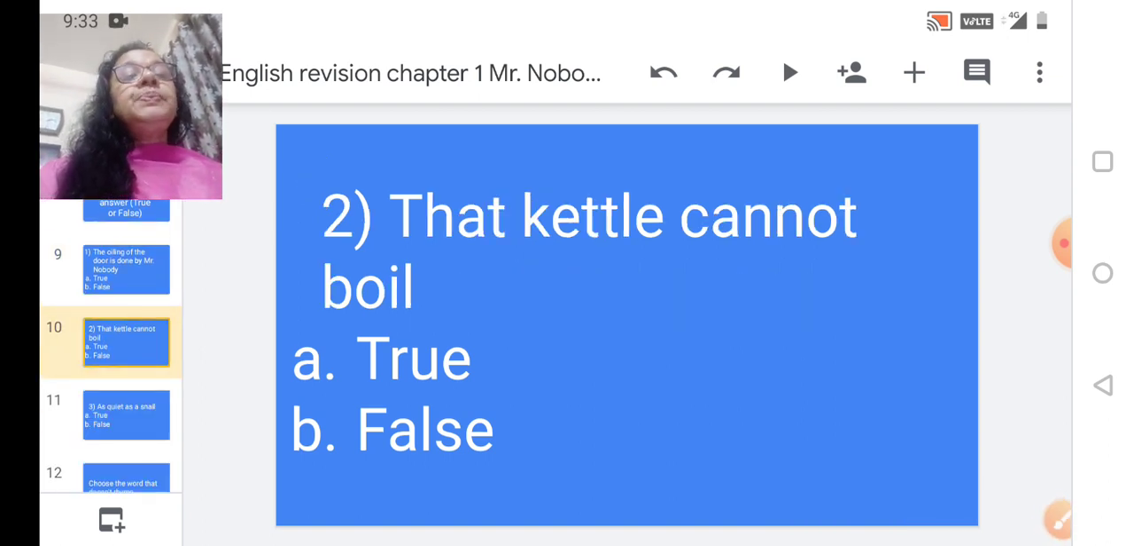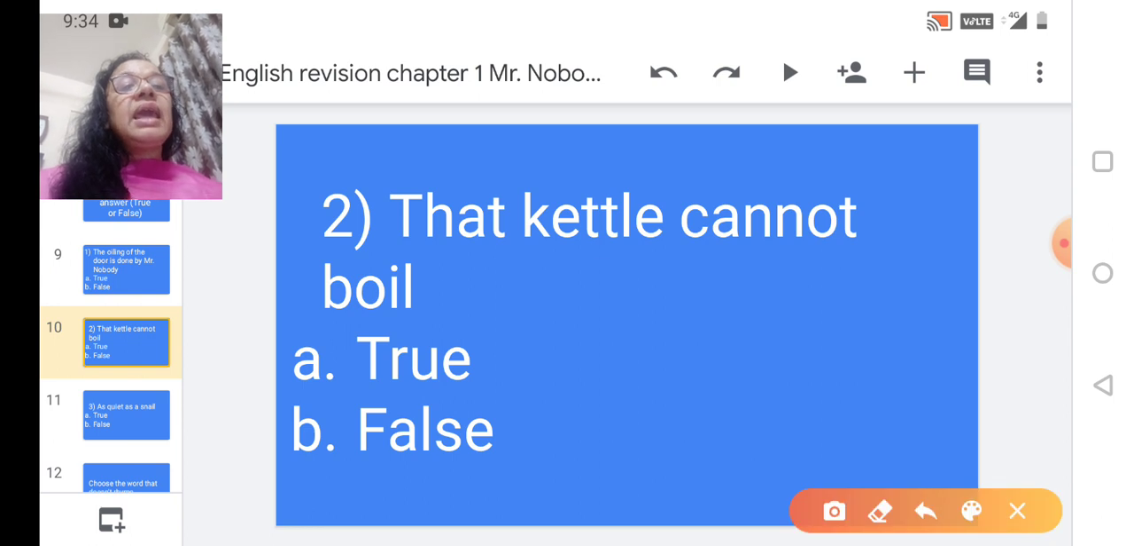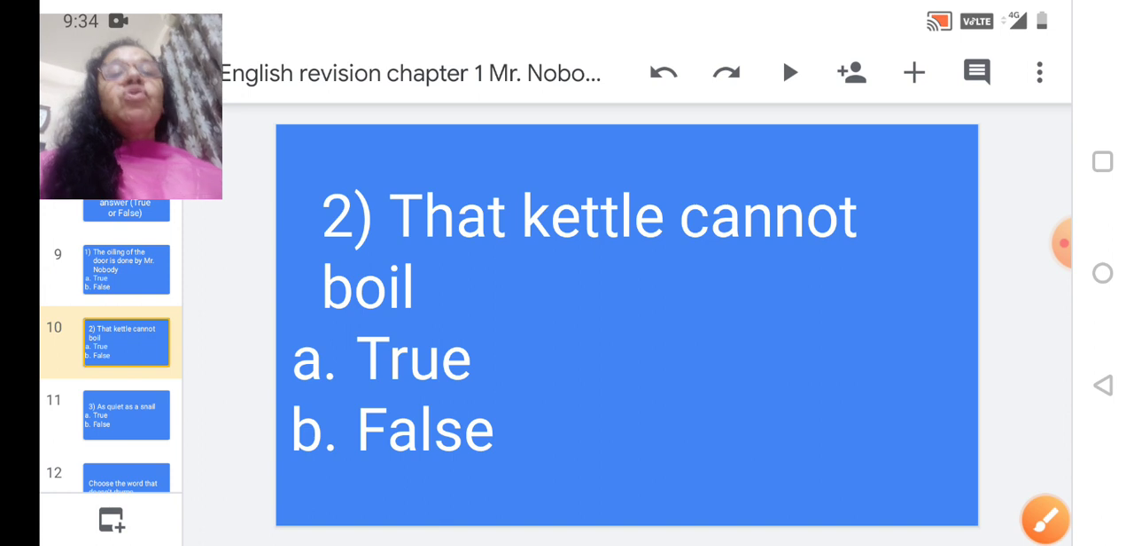Now we come to the next one. That kettle cannot boil. Now why will the kettle not boil? Because if you remember, Mr. Nobody had put damp wood. The wood was damp, so it will not burn. So the kettle will not boil. So is this statement correct? Yes. So it is option A, true. Let's move forward.